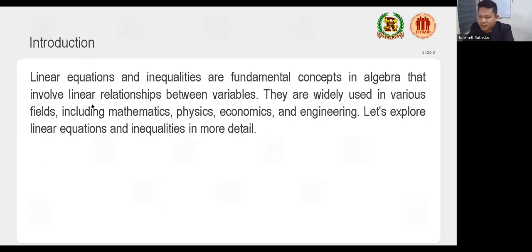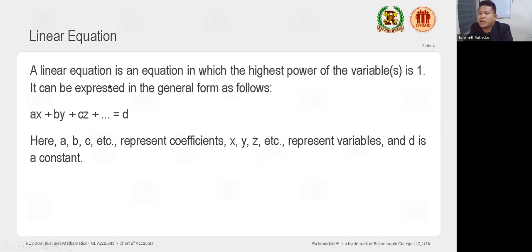A linear equation is an equation in which the highest power of the variable is 1. Meaning to say, our exponent here must be 1, and also for y. You cannot have ax squared or by squared because we are still in linear equations, unless we're already in trinomials. All right. So it can be expressed in general form as follows.